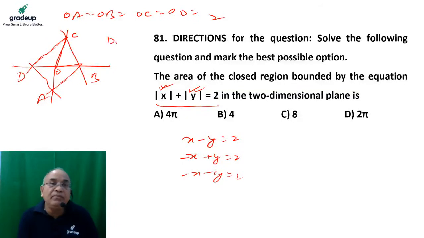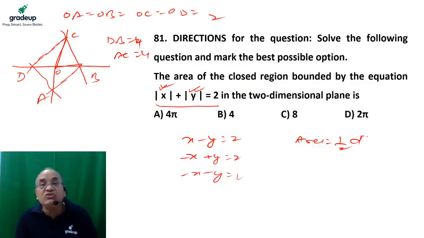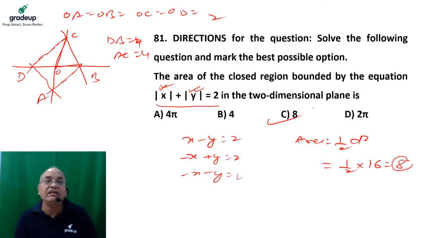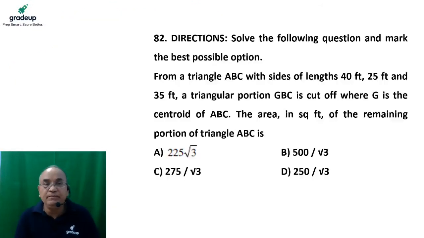So DB is equal to 4 and AC is also equal to 4. And as we know, the area of a square is nothing but 1 by 2 d square, where d is the length of the diagonal. The diagonal's length is 4, 4 square is 16, so 1 by 2 of 16, and the answer would be 8. So the correct answer would be C. This is a very, very easy question to solve. Very, very easy question. Move to the next question.